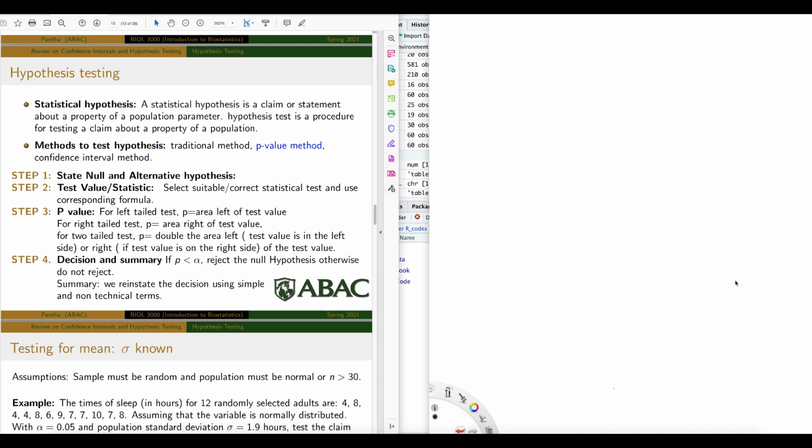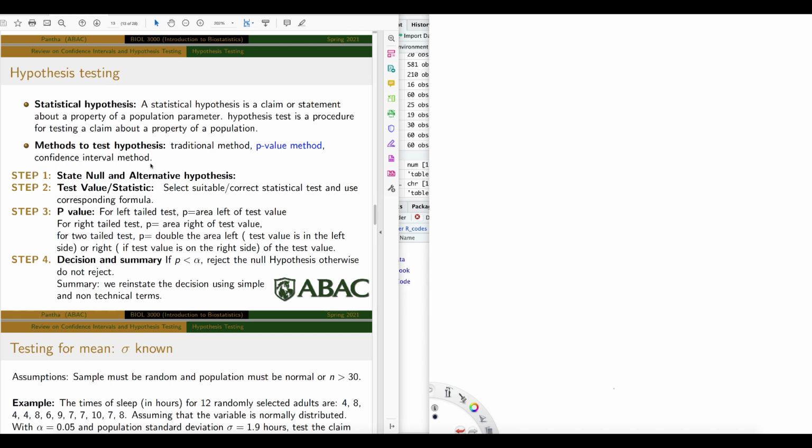All right. A statistical hypothesis is a claim or statement about a property of a population parameter. A hypothesis test is a procedure for testing a claim about a property of a population. As for methods, there are the traditional method, the p-value method, and the confidence interval method.